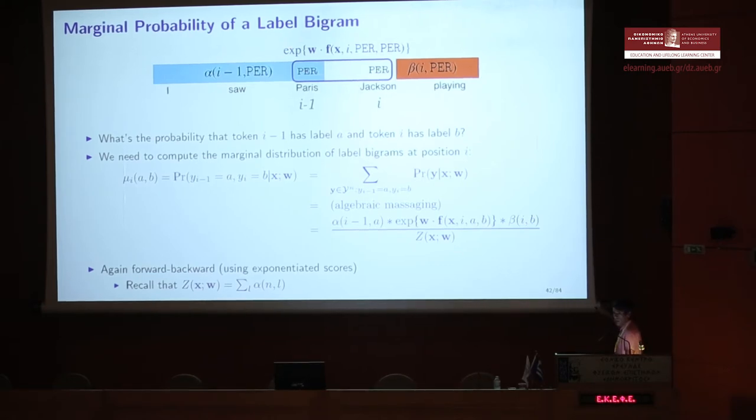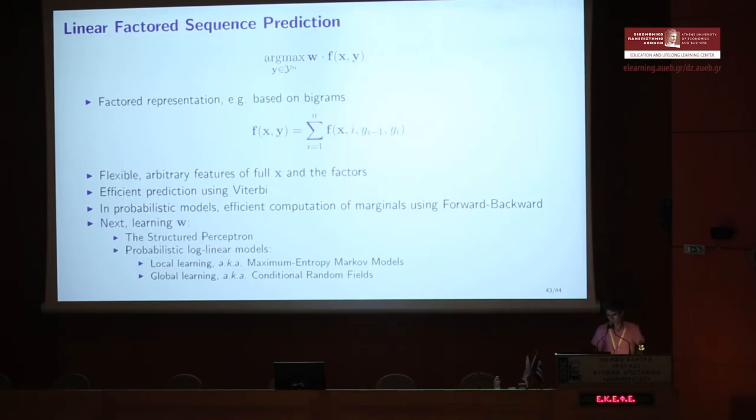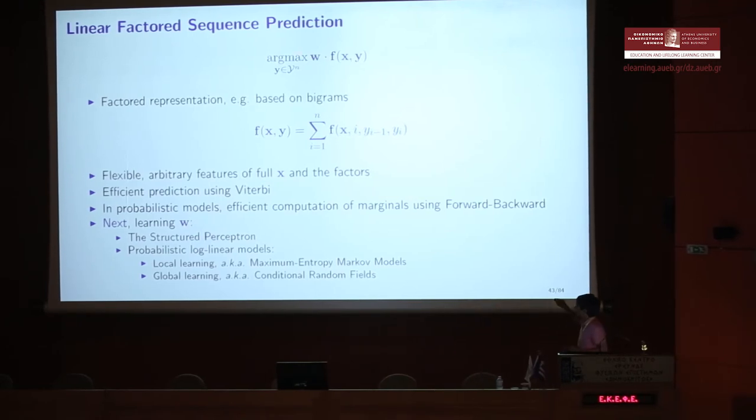Again, you can check the literature, but the main point is that by having factored models, we can make all these computations in linear time, with a term on the number of labels. All of this is fast and useful. So to wrap up this part on factored models, I've been discussing quite a lot models that have this form.